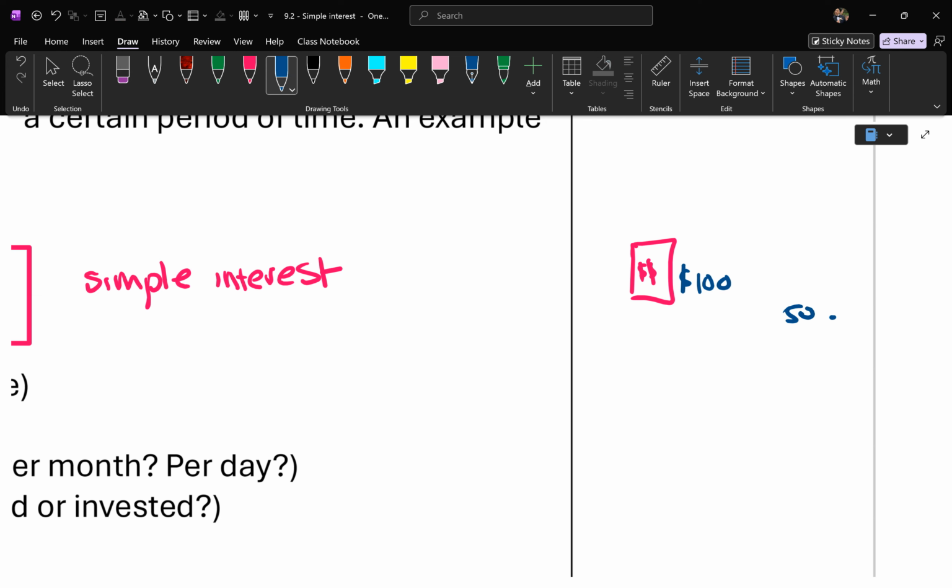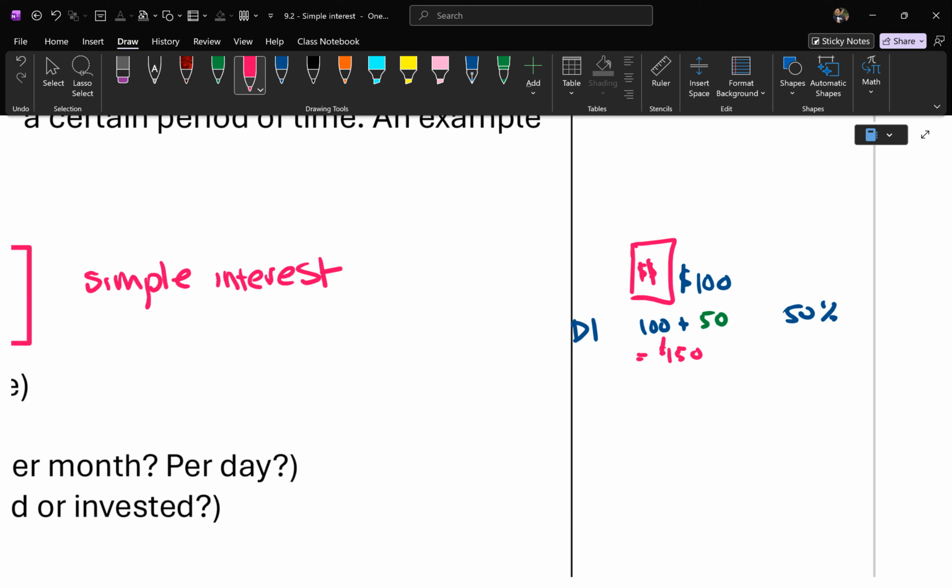Say 50%. If for every day that you keep your $100 there, they'll give you an extra 50% in interest. So $100 is still there on day one, they'll give you extra 50% of whatever's there. Now, what's 50% of 100? 50. So they'll give you in interest an extra $50. So that means after day one, you now have $150 in your bank account simply by leaving your money there.